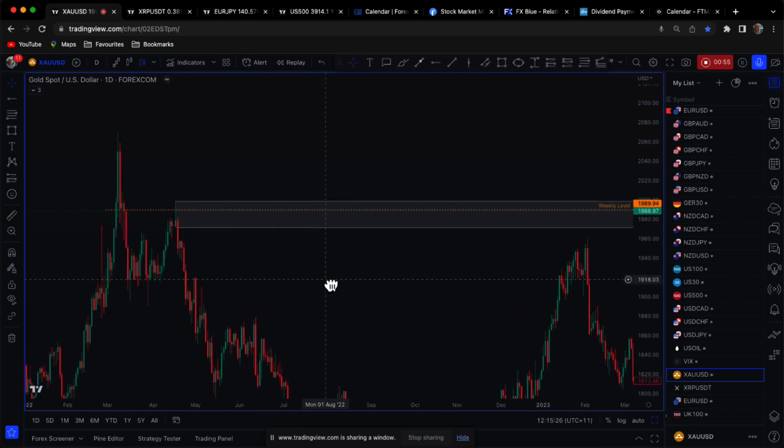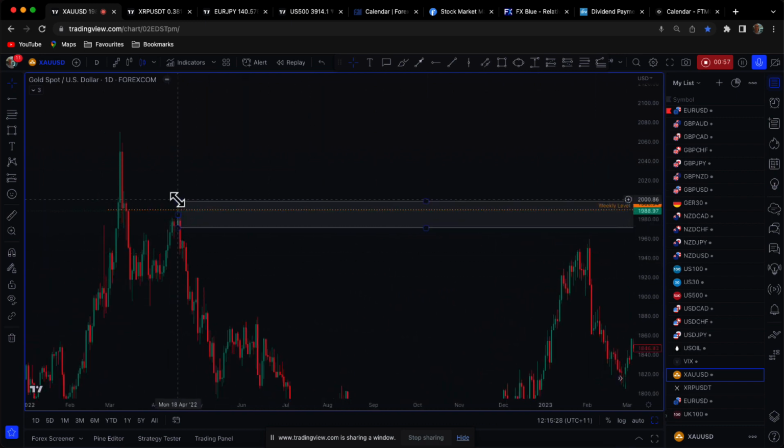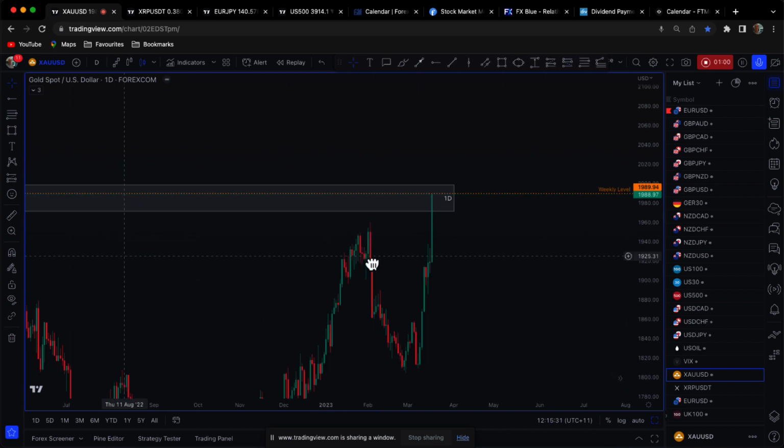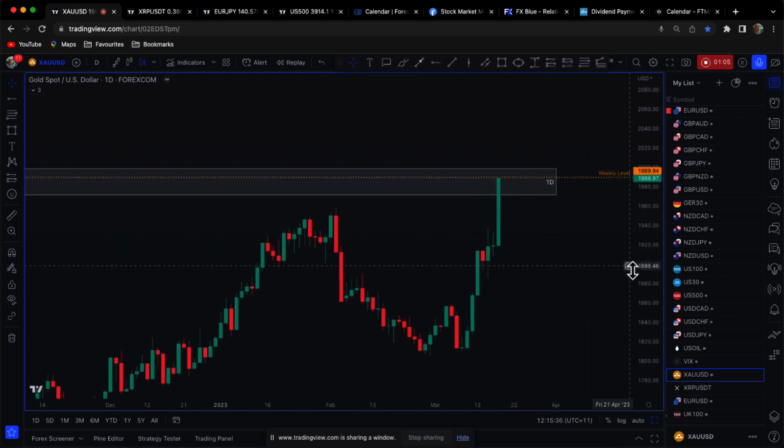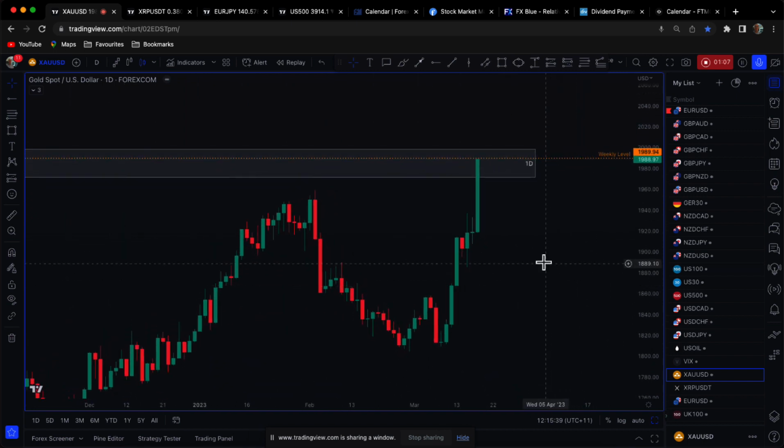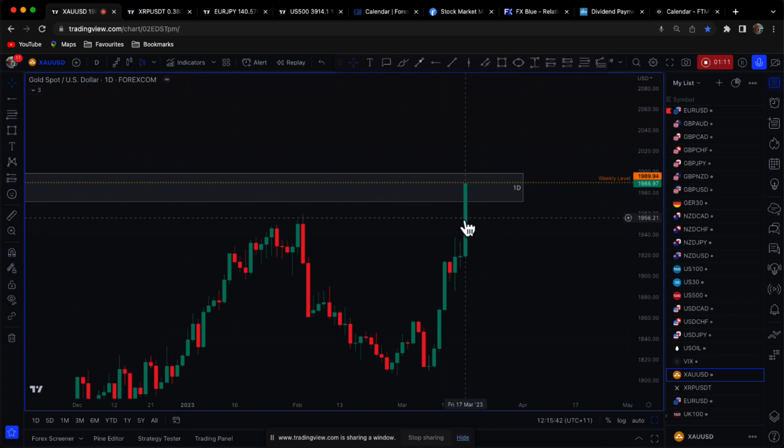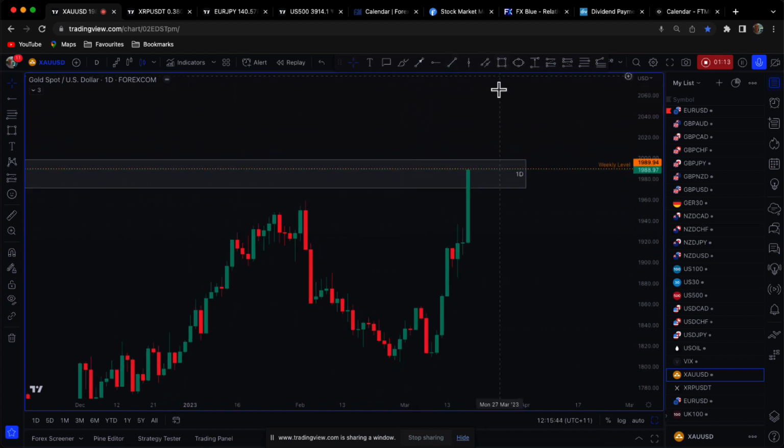Just go back and have a quick look. What else have we got? Yeah, that's significant. And then we've got this weekly. The thing that catches my eye is just how stretched out, how overextended this is. We've got this massive imbalance. So we've got this balance area back down in here. We can mark that up.